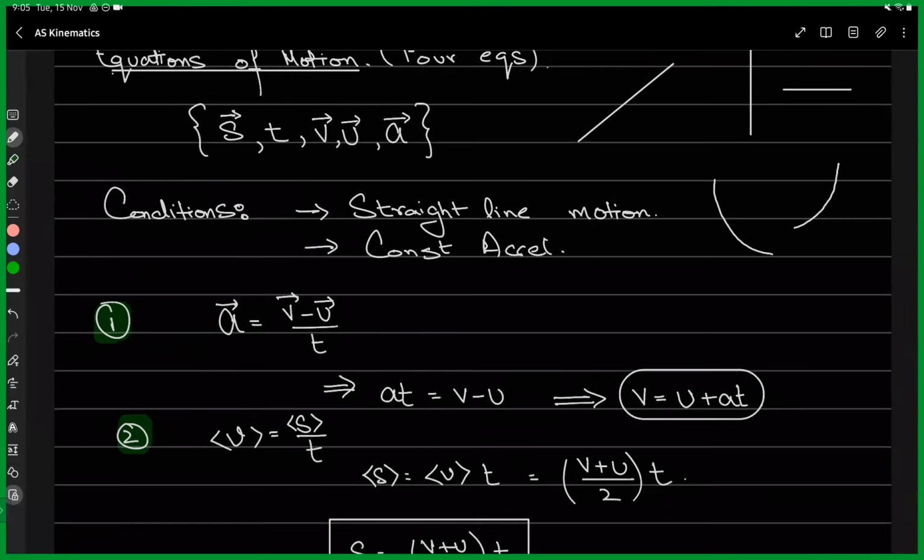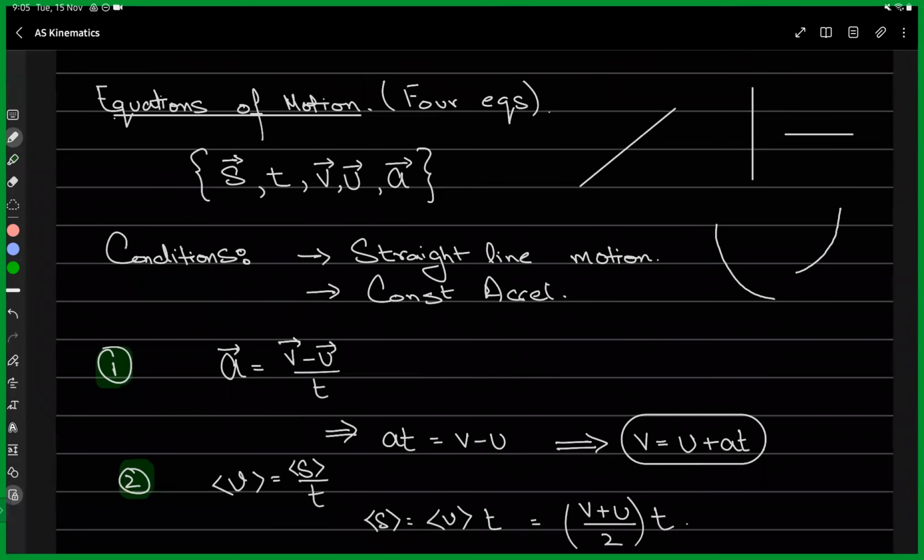Okay, so last time we left off while we were discussing equations of motion, right? We had these variables, these quantities: displacement, time, velocities, and acceleration. We wanted some equations that could link all these variables so that we can do calculations and predict what's going to happen next, right?